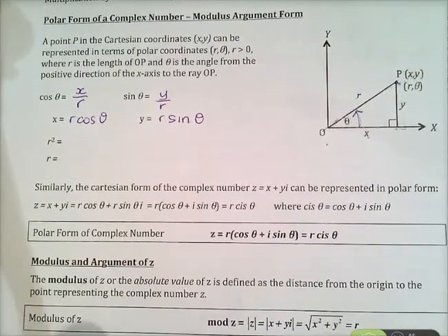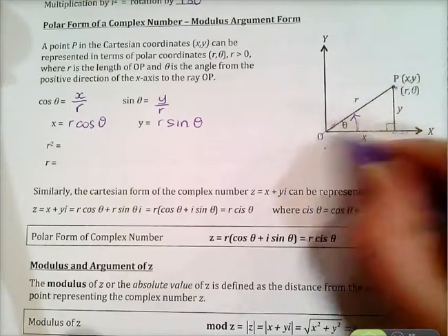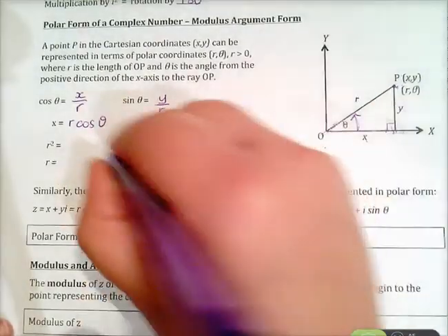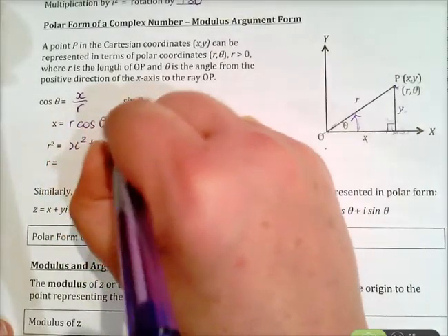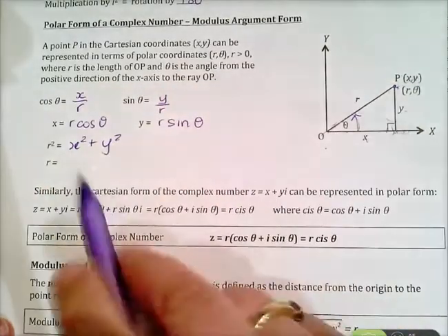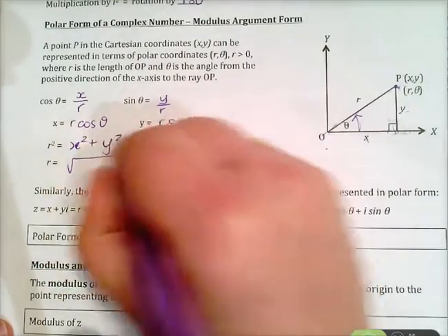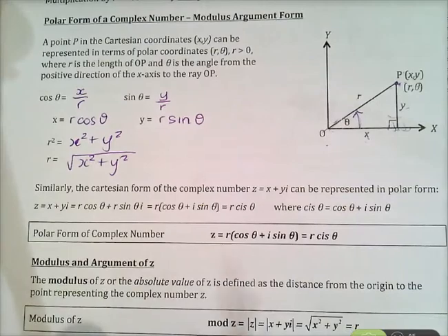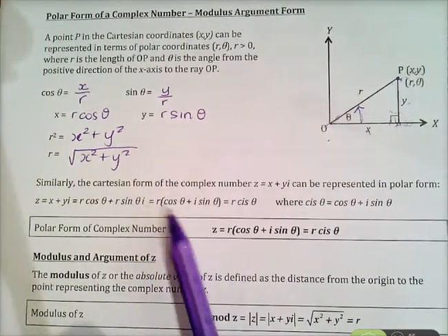Now, if we look at Pythagoras' theorem in this right angle triangle, r squared equals x squared plus y squared, and so therefore r is the square root of x squared plus y squared.